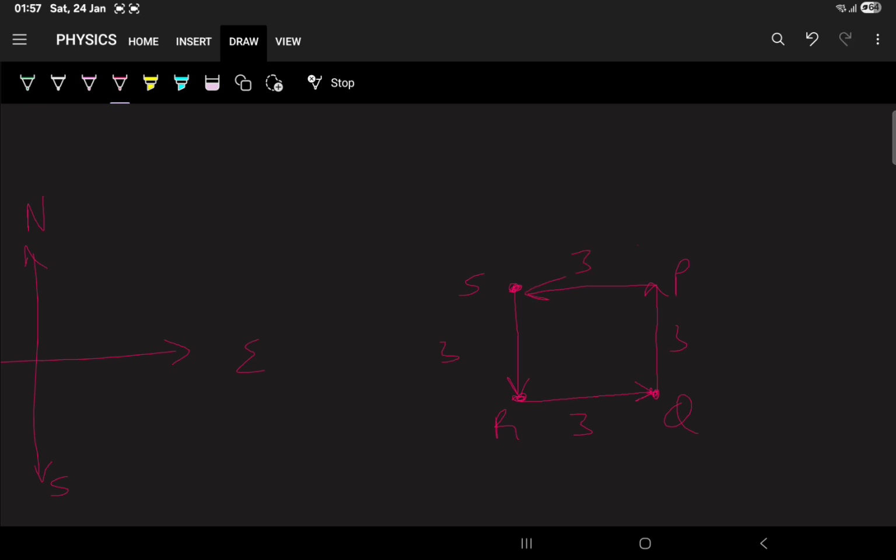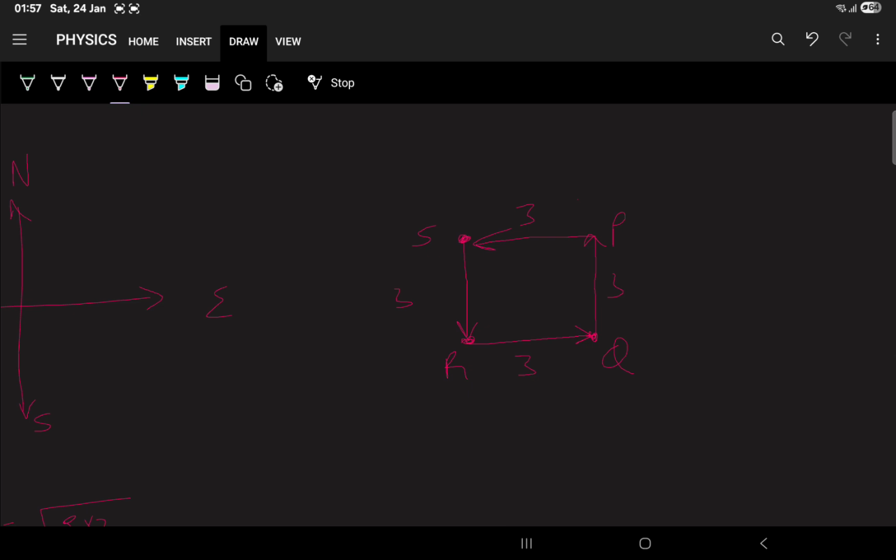So this is another way the question could come, and you could be asked, find the distance from S to Q. Remember, this will sum up this and this to get our distance. If we're asked the displacement, we're going to use this direction here, this line, and use Pythagoras theorem and find our displacement.